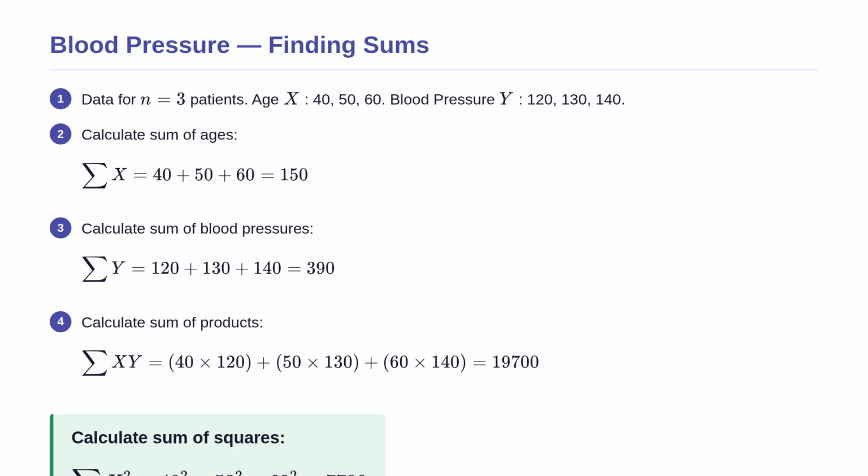First, we identify our variables. Age is X, blood pressure is Y, and N equals 3. We start by calculating our foundational building blocks. We add up all the ages to get a sum of 150. We add the blood pressures to get 390. We multiply each age by its pressure and sum them to get 19,700. Finally, we square each age and sum them to get 7,700. These sums are the engine of our calculation.